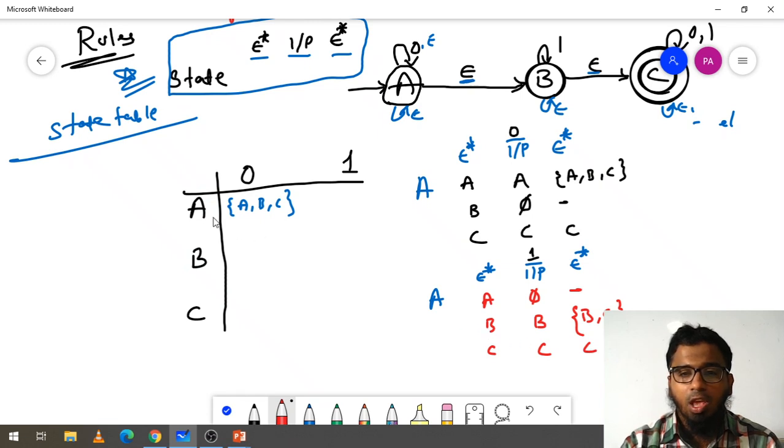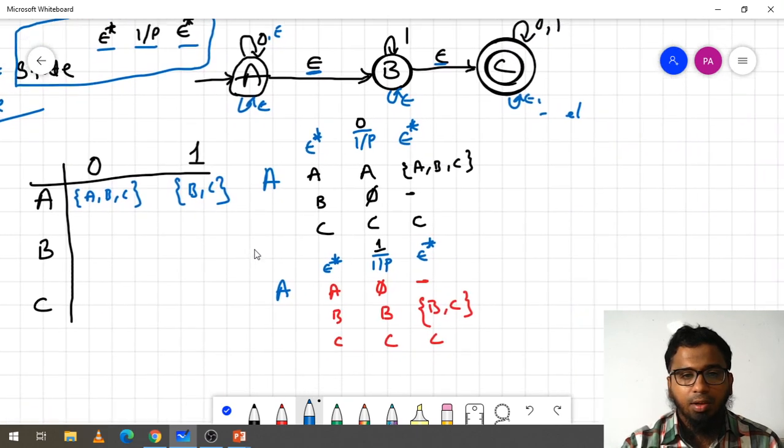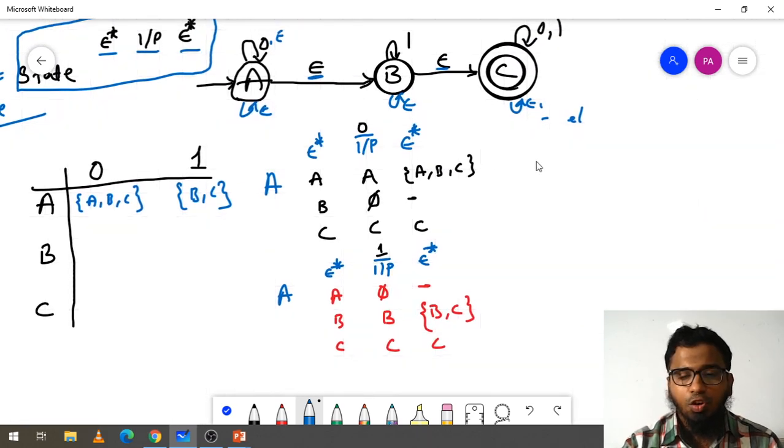So on A on 1, what answer are we getting? B comma C. We got it. In the same way, we need to do it for the B.